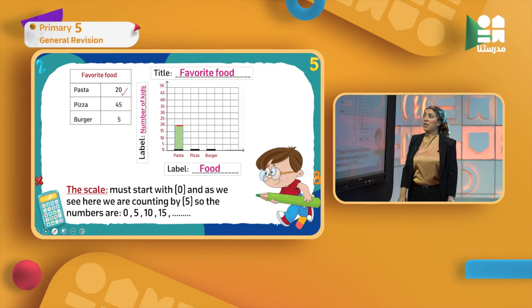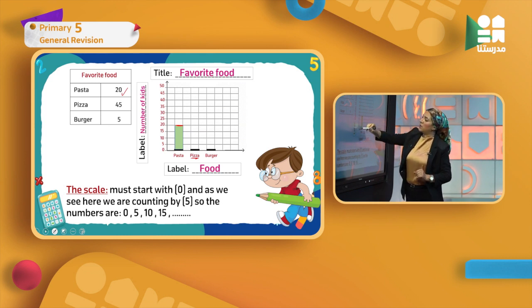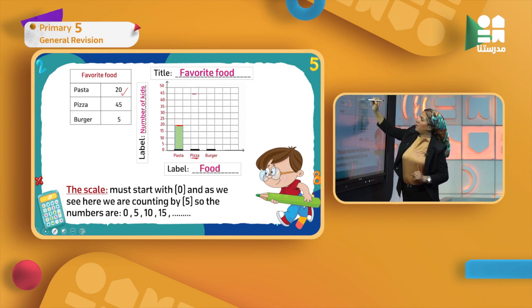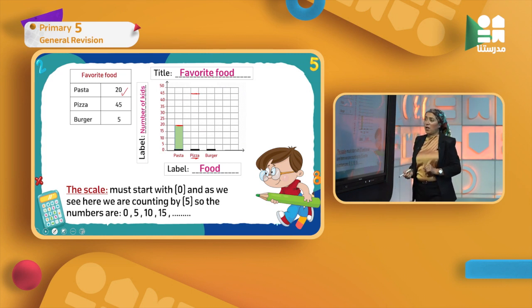Now I'll move to the pizza. How many kids like pizza? 45. Then I will go here to the pizza part. Then I will count 0, 5, 10, 15, 20, 25, 30, 35, 40 and 45. Then I will go over the pizza to the 45 part, and I'll draw a line. This is going to be the top, or the roof, of my bar. Then here, as you see, I draw my bar and its top is 45. Then we are done with the pizza.